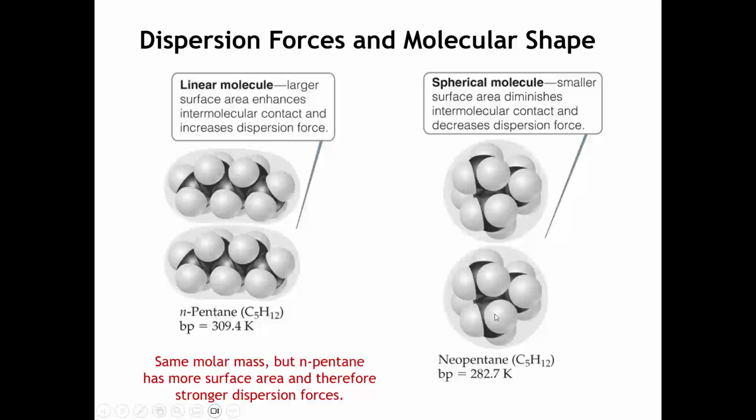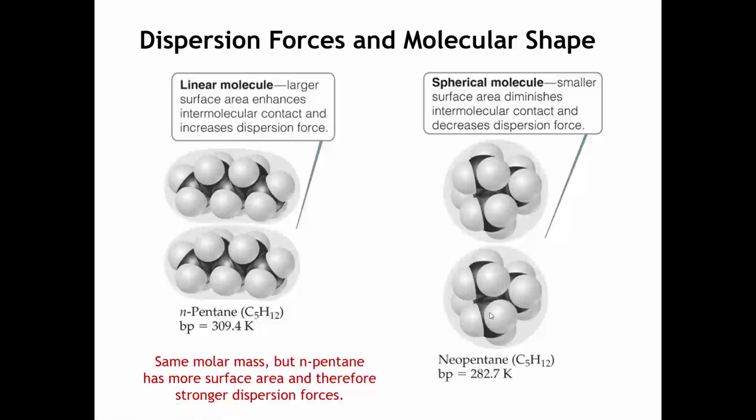Whereas in neopentane, you have a single carbon atom at the middle of the molecule, and then CH3 groups bonded in a tetrahedron to the central carbon. And that gives the molecule a spherical shape. And if we look at the boiling points, we see that N-pentane has a boiling point of 309 Kelvin, whereas neopentane has a boiling point of 283. So at room temperature, N-pentane is a liquid and neopentane is a gas. That implies that the dispersion forces in N-pentane are stronger than they are in neopentane.